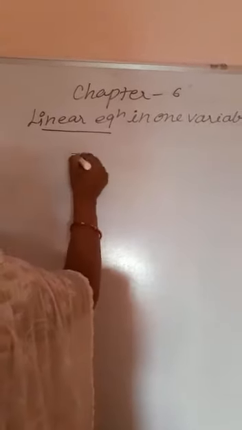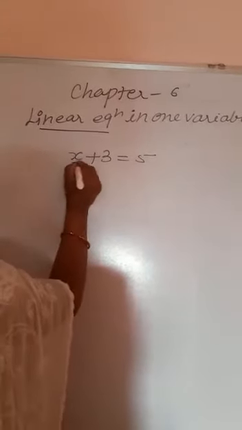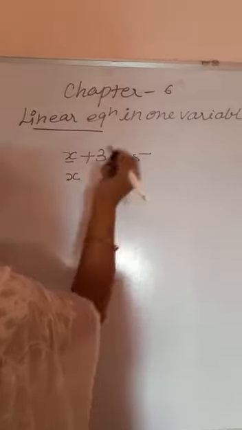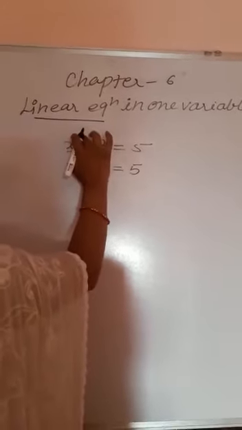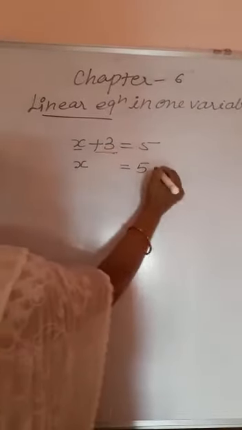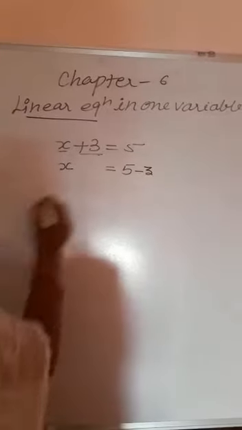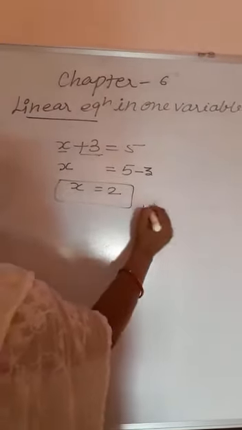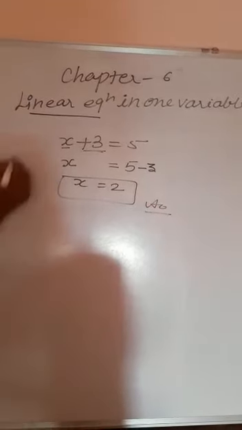Suppose our first question is x plus 3 equals 5. Here we have to find the value of x, so write x as it is. Write 5 as it is. The non-variable term we have to shift from the LHS to the RHS. So move it: plus 3 changes into minus 3, and 5 minus 3 we get 2. This is our answer.